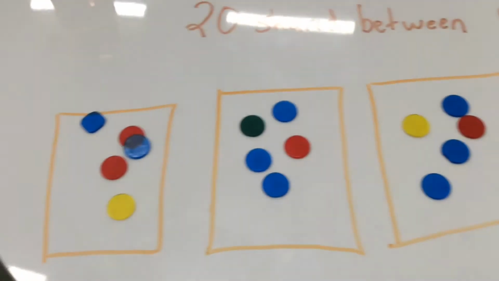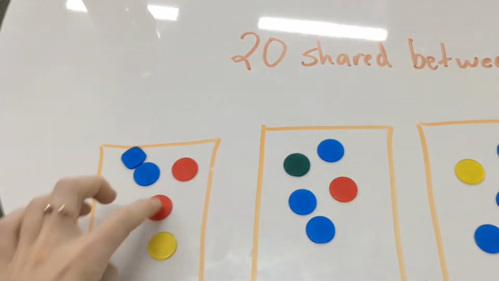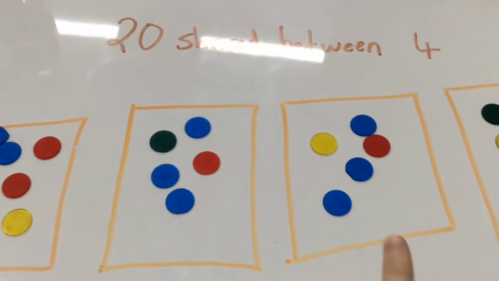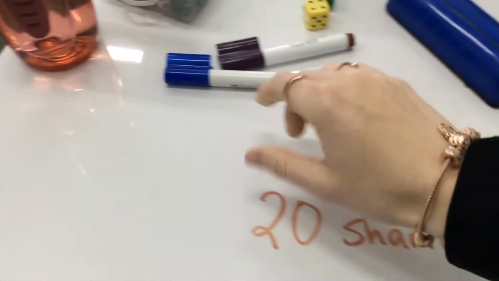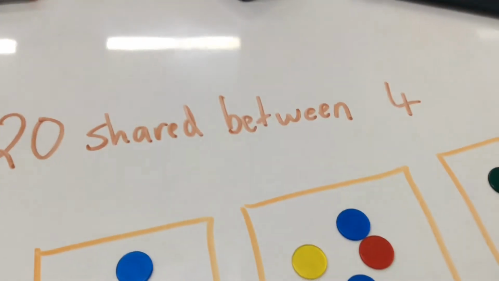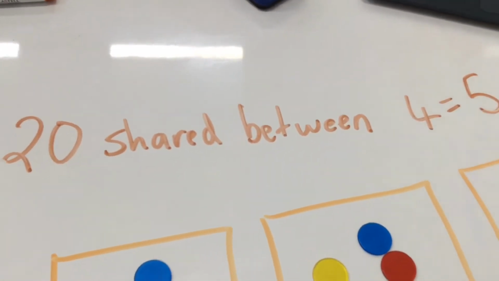So let's have a look. We can see in each group we have 1, 2, 3, 4, 5. So in each group you can see that we have 5 counters. So 20 shared between 4 equals, you guessed it, it is 5.